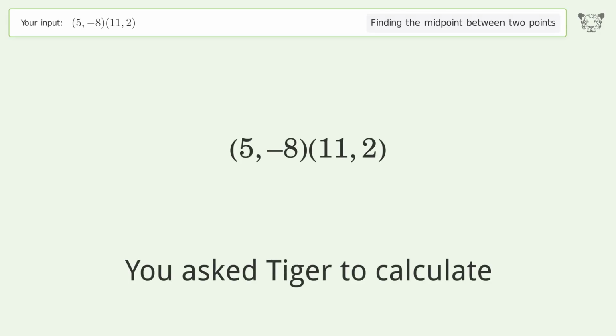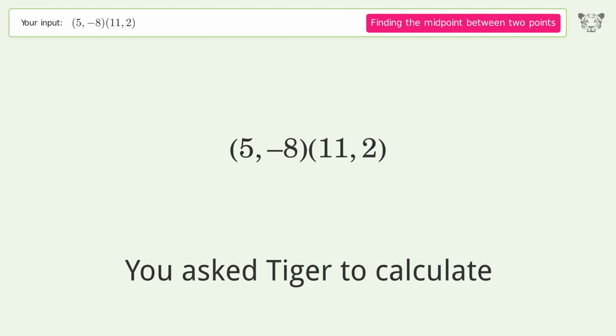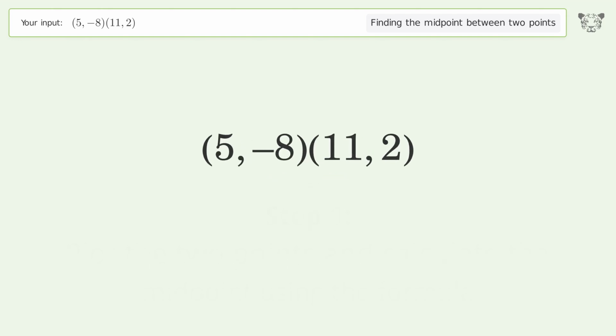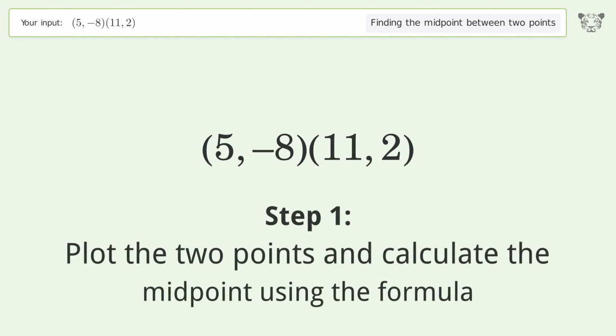You ask Tiger to calculate. This deals with finding the midpoint between 2 points. The midpoint between the 2 points is 8, -3. Let's solve it step by step. Plot the 2 points and calculate the midpoint using the formula.